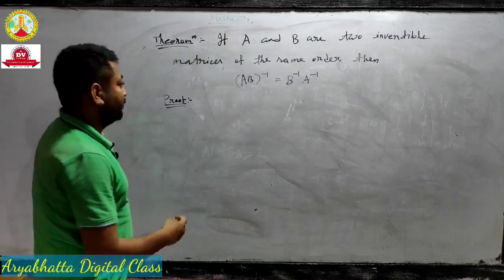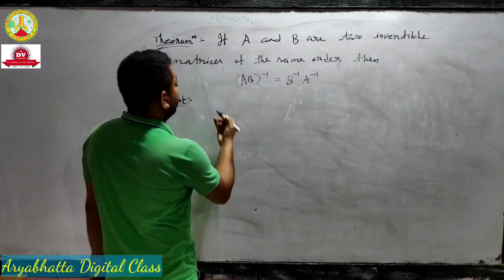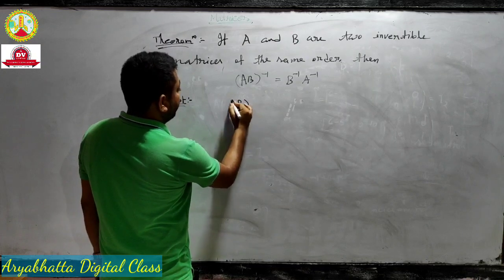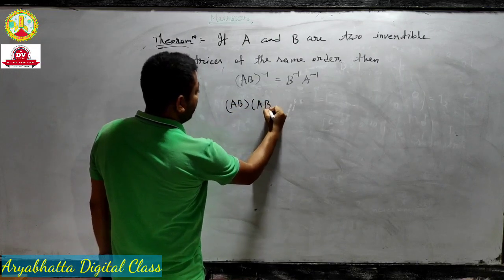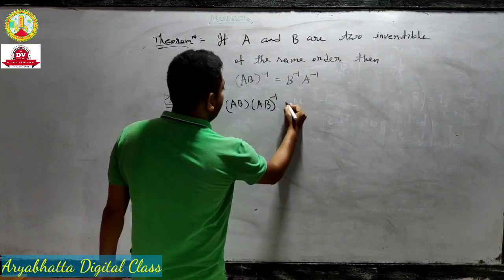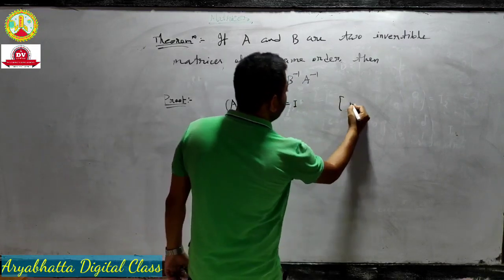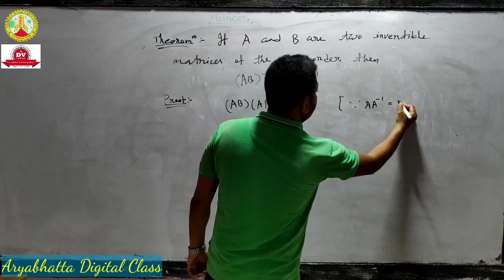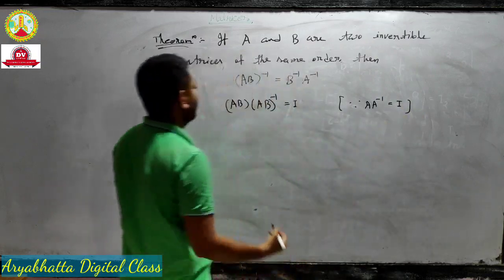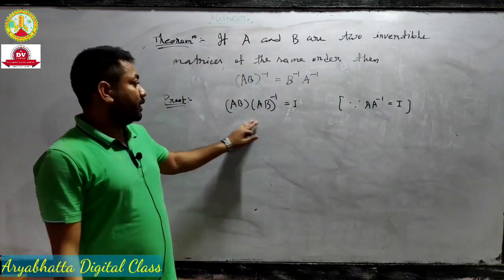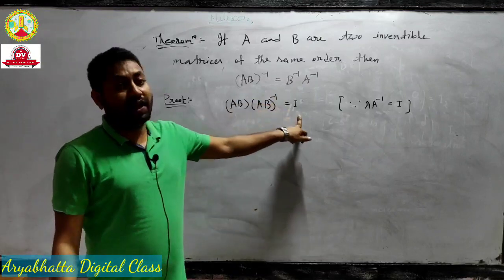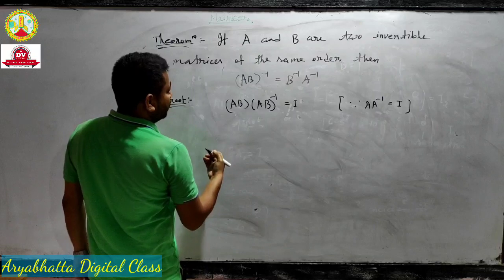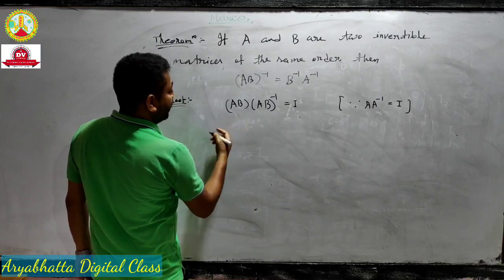Proof: From the definition of the inverse matrix, we can write AB into AB whole to the power minus 1 equal to I, since A into A to the power minus 1 equal to I. Now, we multiply both sides by A to the power minus 1.